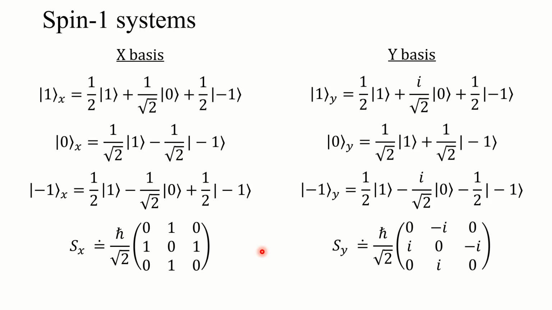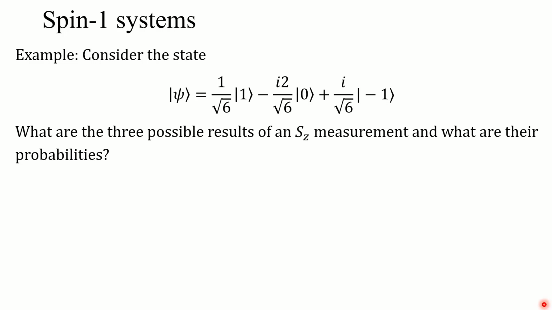Once you have all those, you have all the tools, and we can do everything that we did with the spin 1/2 system, just using the same tools in a higher dimensional space with the spin 1 system. So let's look at a simple example of this. Consider some general spin 1 state that's written as this. It's a superposition state of the eigenkets in the z basis.